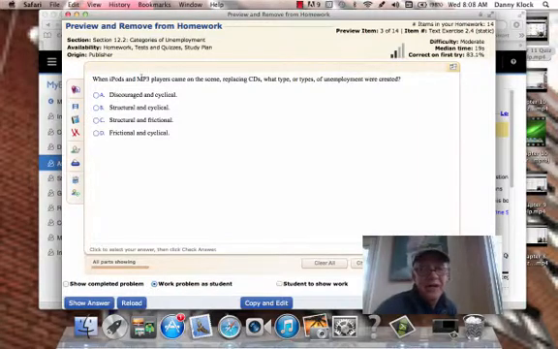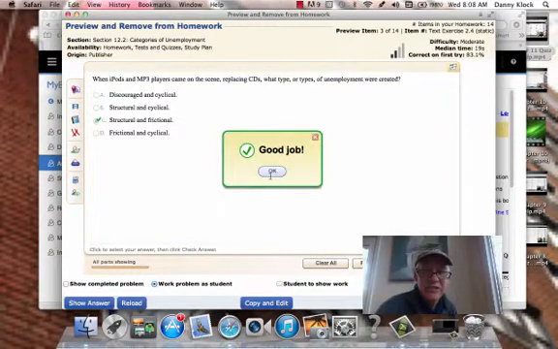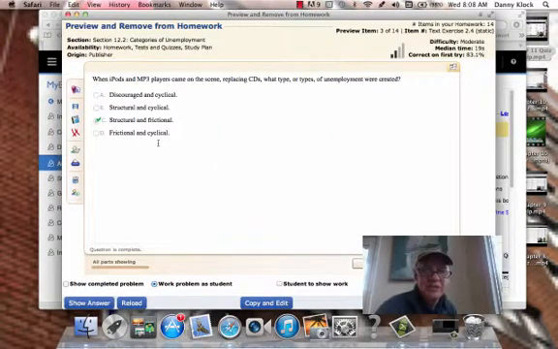Next, here, iPods and MP3s came in, right? They replaced CDs, right? There was unemployment because people making these CDs were basically thrown out of work. So both of these are structural and frictional. Let me check my answer. And again, please, please, please use one of these terms in your paper. Ask me if you are confused with these terms, but the textbook's very clear.